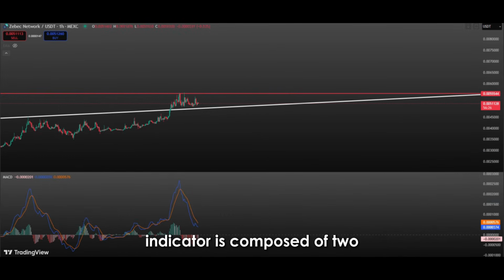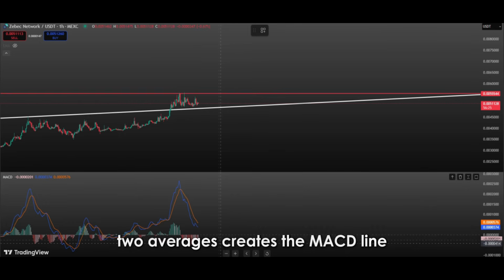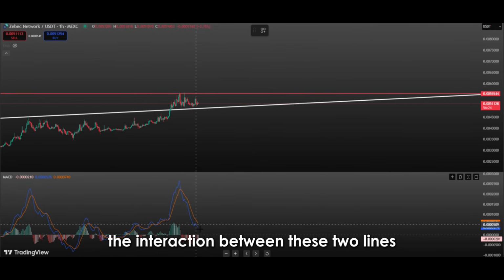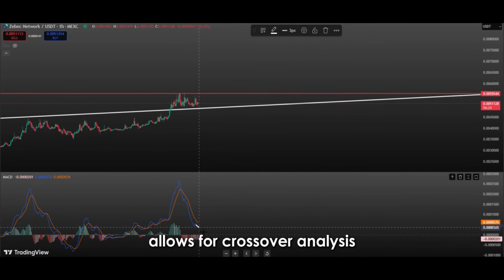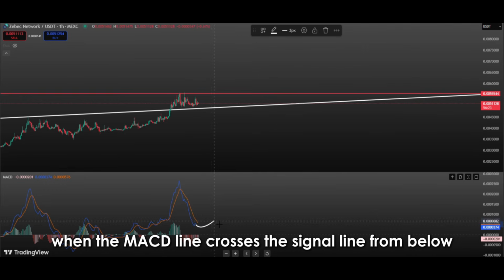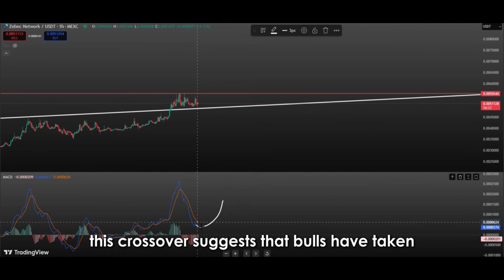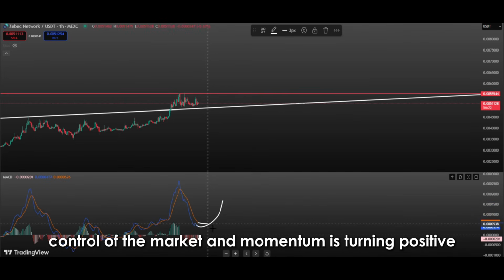The MACD indicator is composed of two exponential moving averages, one shorter term and one longer term. The difference between these two averages creates the MACD line. Corresponding to this line is the signal line, which is a 9-day EMA. The interaction between these two lines allows for crossover analysis. When the MACD line crosses the signal line from below, it indicates the beginning of an upward trend. This crossover suggests that bulls have taken control of the market and momentum is turning positive.